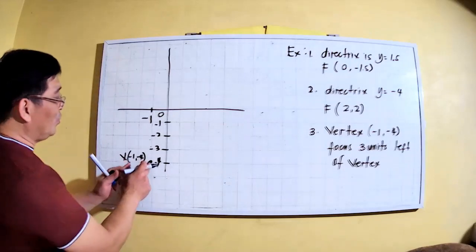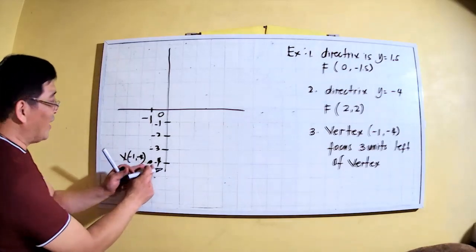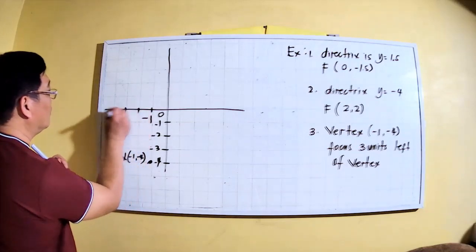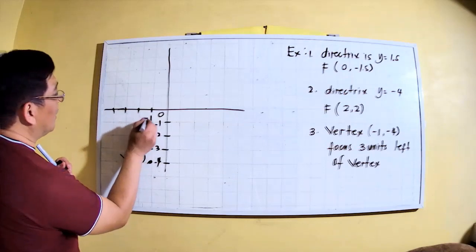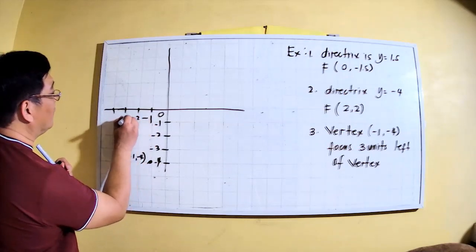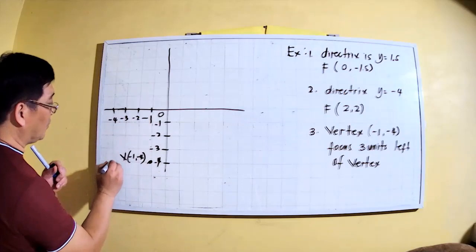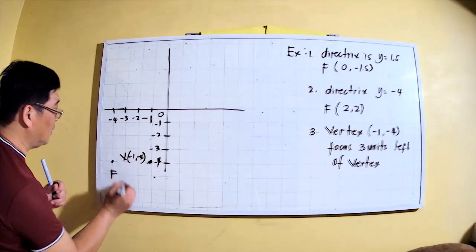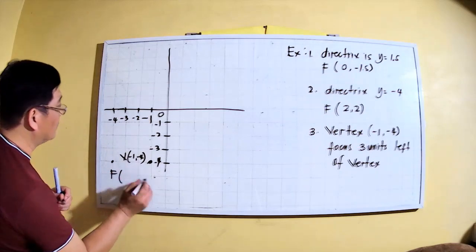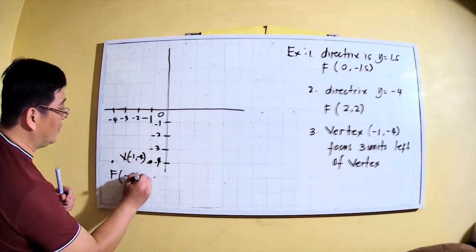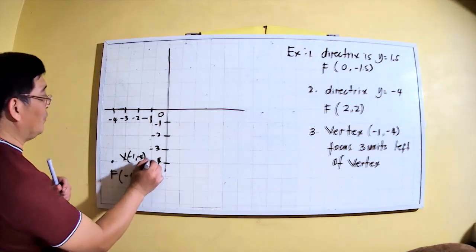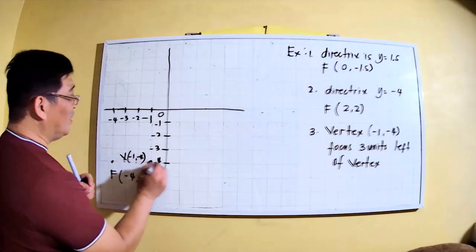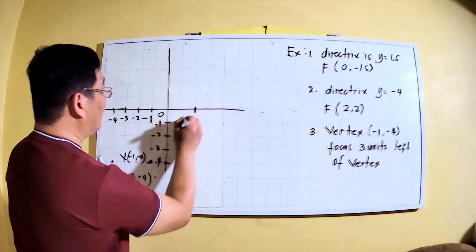So, ito yung vertex, nasa left daw niya is, ito siya, 1, 2, 3. So, mag-start tayo ng -2, -3, -4. Yun. Nandito yung focus at -4, -4. So, kung ito yung vertex, ang directrix, kung titingnan yung distance from focus to vertex is 3 units. So, 1, 2, 3.